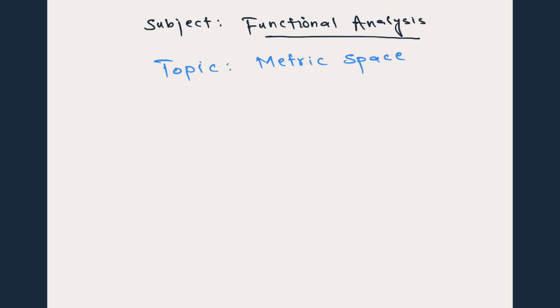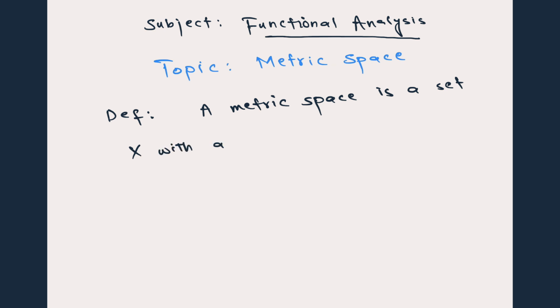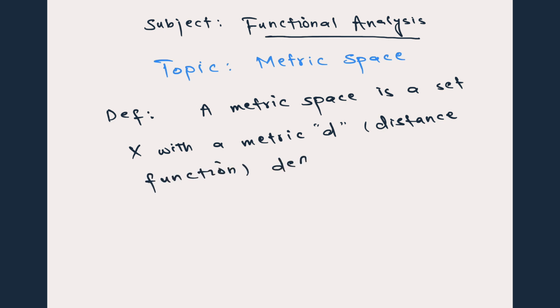So, we are going to study metric space. Let me first define a metric space. What is the definition of a metric space? A metric space is a set X with a metric D. So, D is representing a metric. It is also called distance function, defined on it.